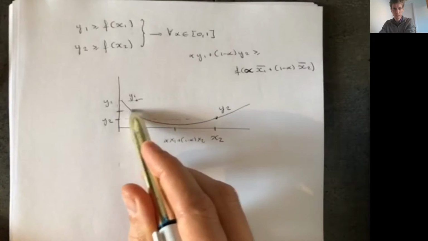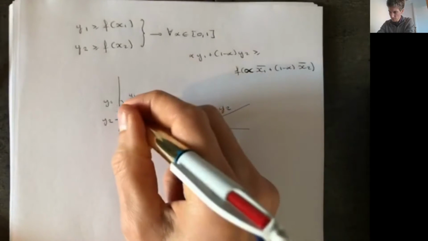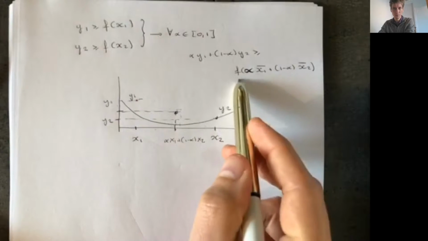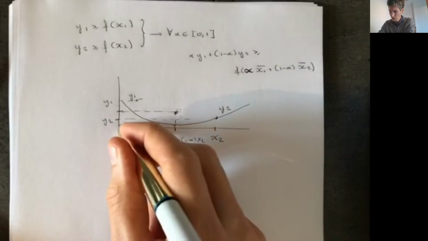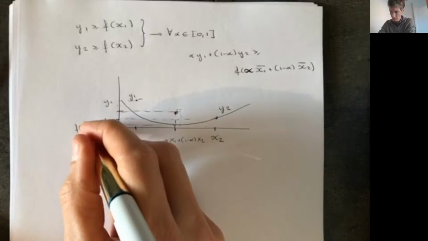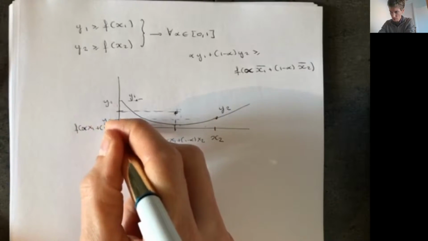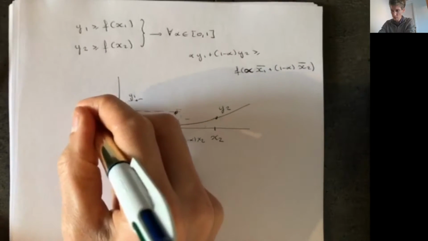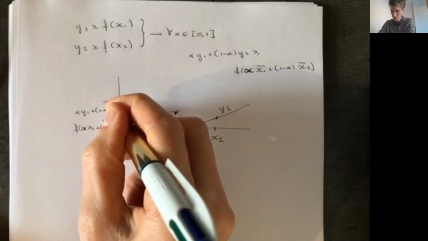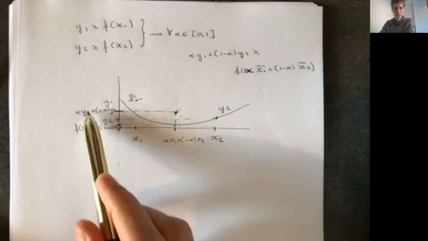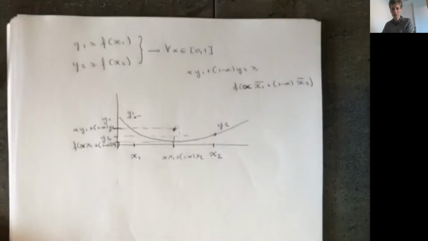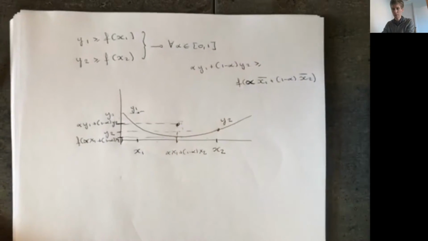Then this point here, if I draw it correctly, should be above the function f. This here is f of alpha x1 plus 1 minus alpha x2, and this point here is alpha y1 plus 1 minus alpha y2. So you see that this should be greater or equal to this thing here. That's basically the translation of this definition of convexity towards the function values.